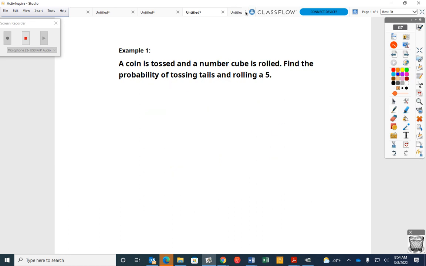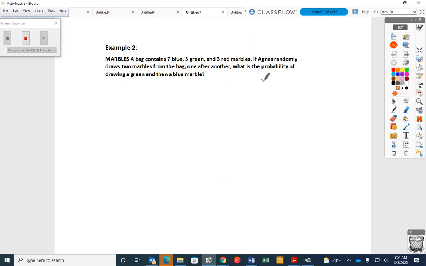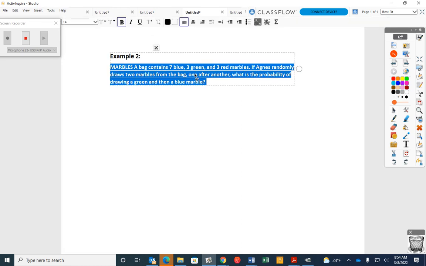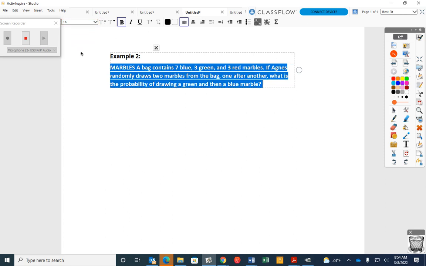But let's go ahead and go to the next example. In your notes, if you would look at the second example, I need to make that a little bigger. Hold on just a second. Braden, you're going to have to wake up, Holmes.